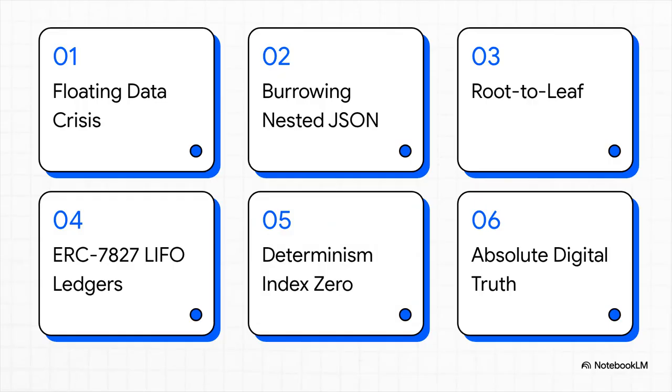Here's a quick roadmap for the cognitive load ahead. We are moving logically from the fundamental flaw of modern computing right down to the exact mechanical solution. So we'll hit 1. The floating data crisis. 2. Burrowing into nested JSON. 3. The root to leaf architecture. 4. ERC 7827 LIFO ledgers. 5. Determinism at index 0. And finally, 6. Absolute digital truth.